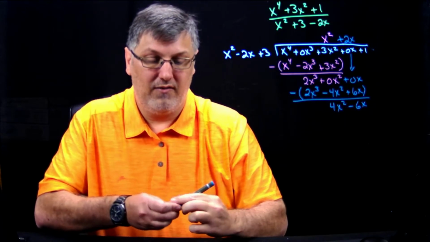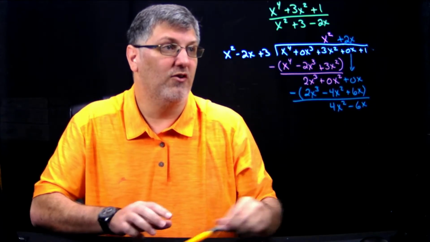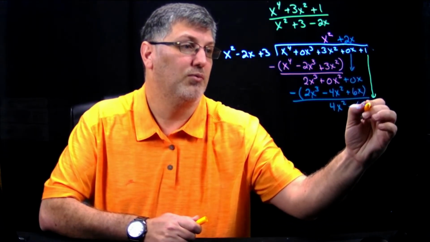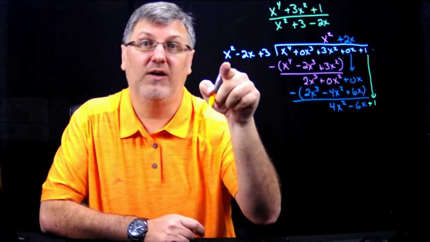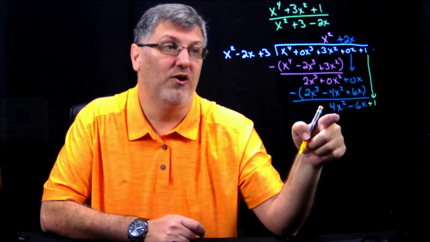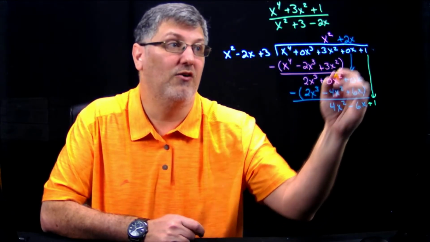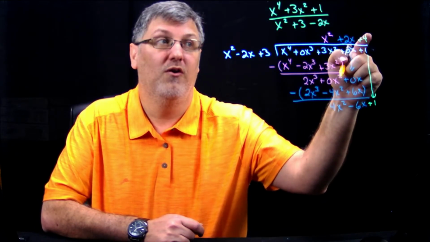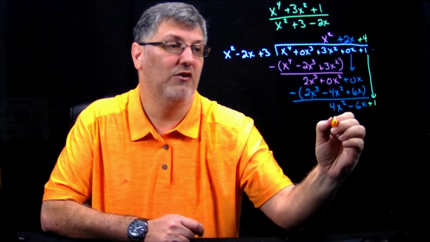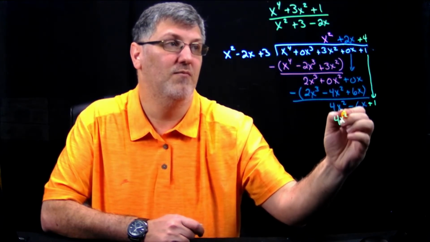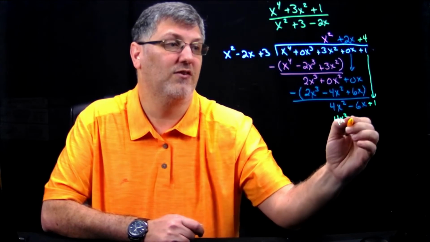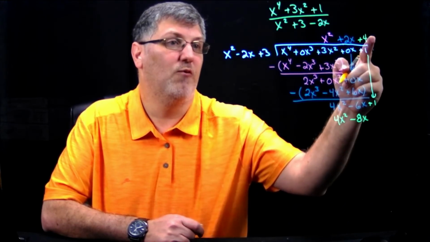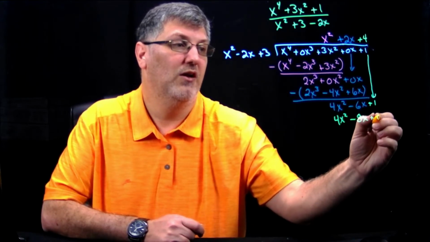Okay, rinse and repeat. Another cycle. I want to bring down my 1, so plus 1. How many times does x squared go into 4x squared? Well, it only can go in a positive 4 times. So then we're going to do 4 times x squared gives me 4x squared. 4 times a negative 2x is a negative 8x. And 4 times 3 gives me 12.